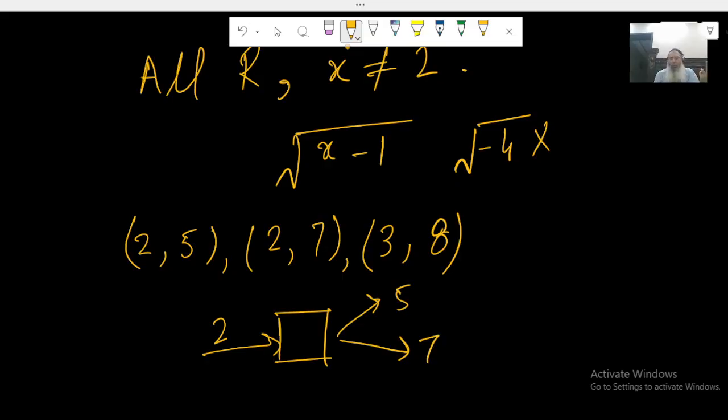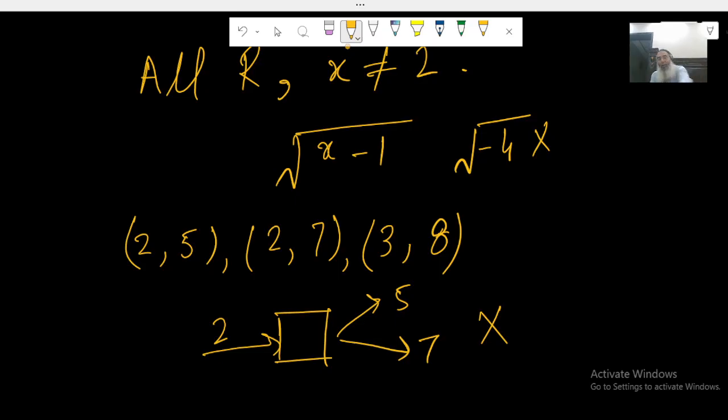The same input 2 has two different outputs, 5 and 7. So it's not the definition of a function. It's not a function at all. It is a relation but not a function. A function must give exactly one output for each input, only one output.